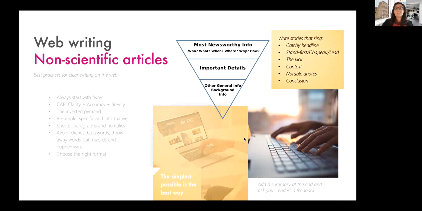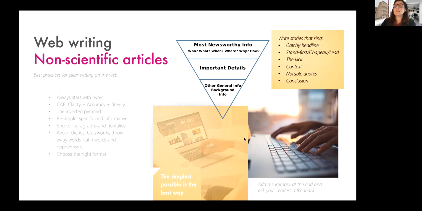Then CAB: clarity, accuracy, and brevity. Always keep in mind these three words. They also say that the best way to write about something is the simplest way you can find. So very simple, very short, especially online, since there are so many sources, so much material, it is even more important than normal to keep it short, to make short sentences and short paragraphs. They are very direct at first sight.